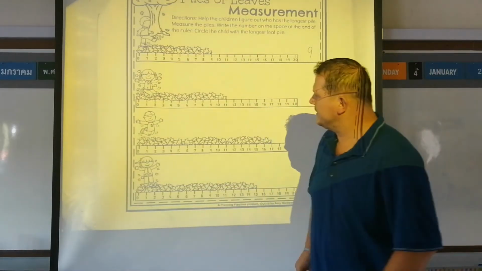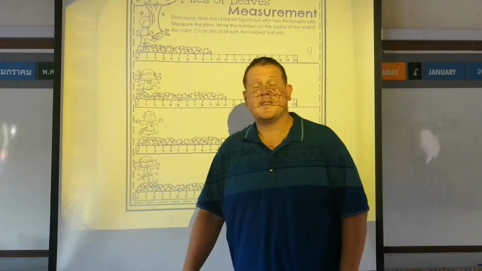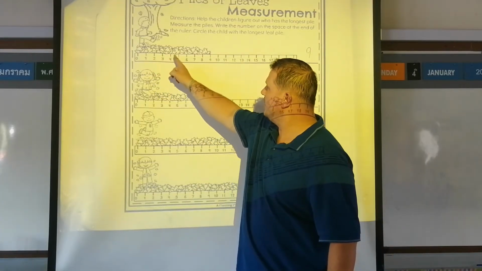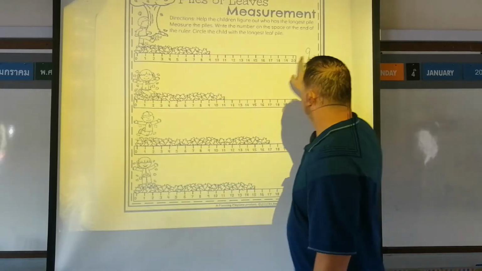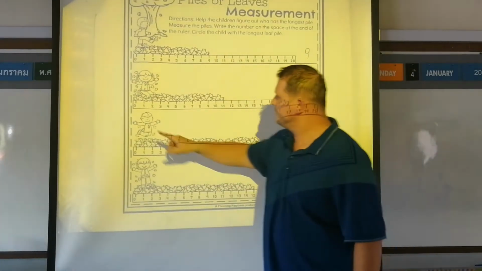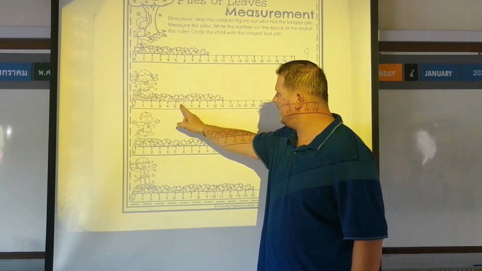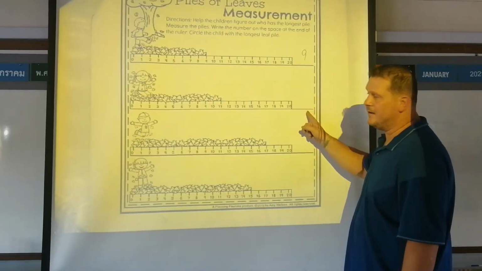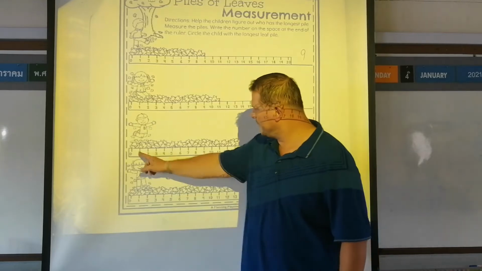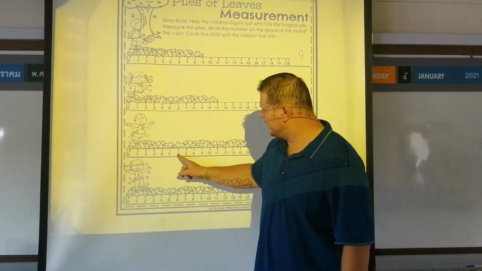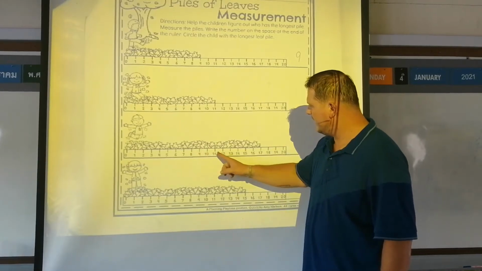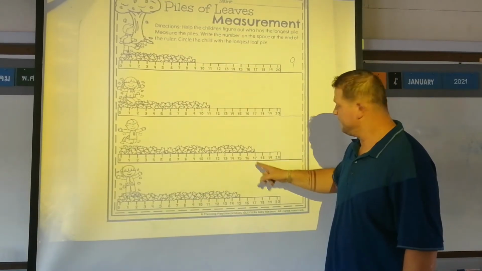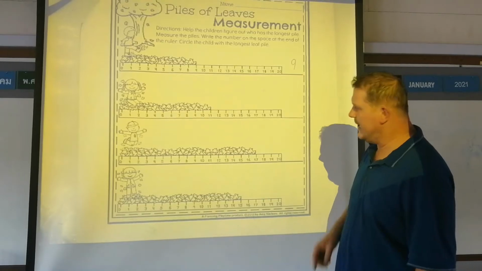So this was the one with the children, boys and girls, with the leaves. I did the first one for you, remember? 1, 2, 3, 4, 5, 6, 7, 8, 9. Alright, this one, 1 to 11. So you put an 11 there, right? This one, oh, that's a lot. 1 to 17. So you put a 17 over there, right?